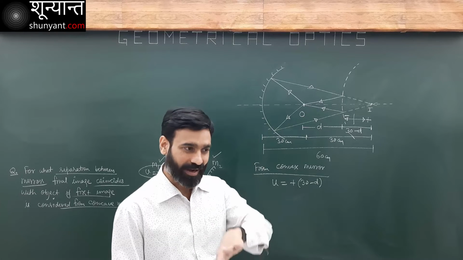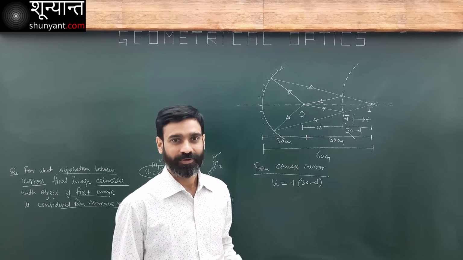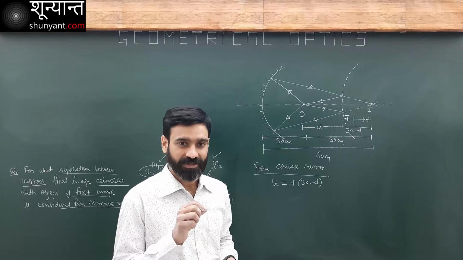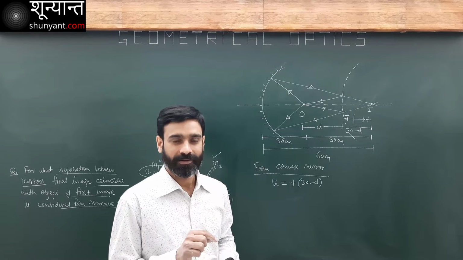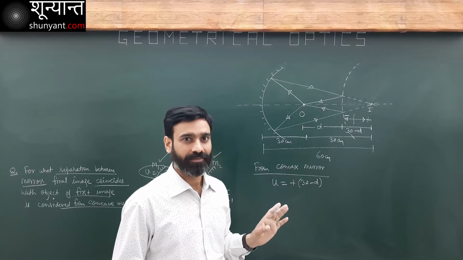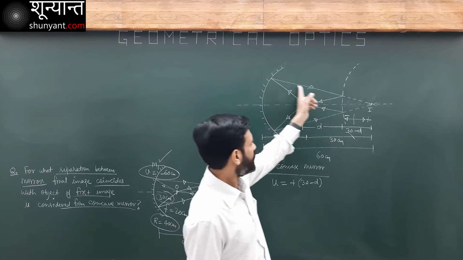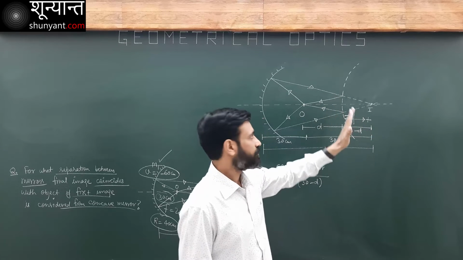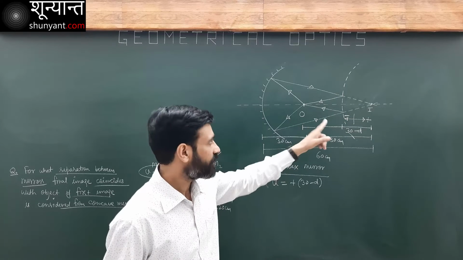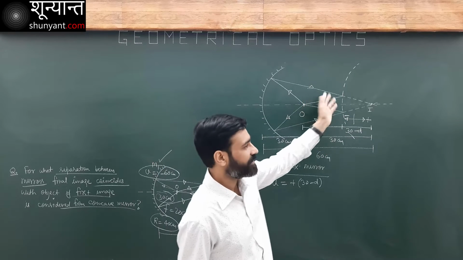Now you have to come out of that thought process. We have a proper sign convention. The sign convention will tell me whether it is going to be positive or negative. The light rays are going towards right, so all the distances to the right of my pole will become positive. This is a virtual object. The object is kept behind the mirror.